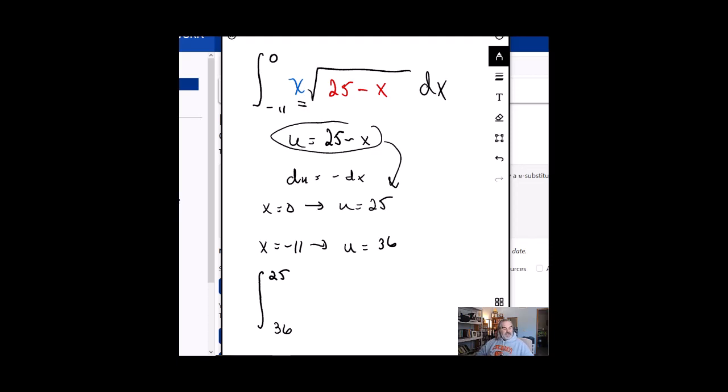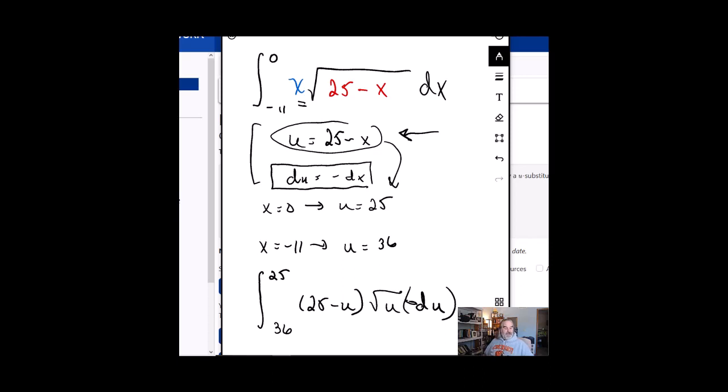X, well, what is x? X is going to be found from here. We're turning all the x's into u's. If u is 25 minus x, then x is 25 minus u. And the square root of 25 minus x is now just the square root of u, and that is why we did this substitution. And dx, that's in the original integral, is negative du coming out of the substitution statements there.